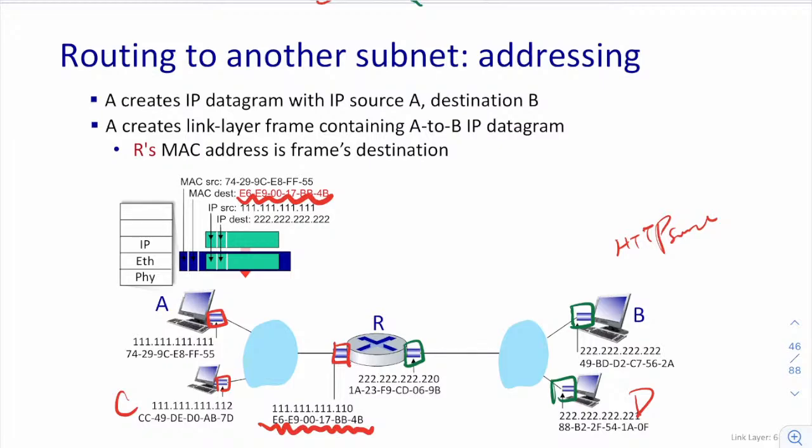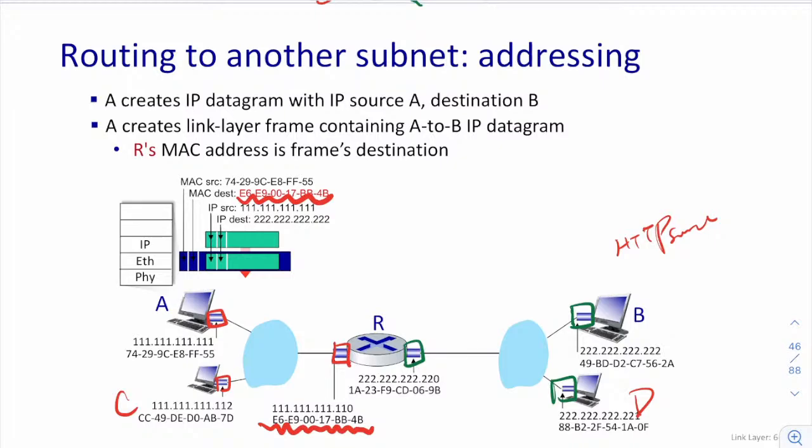Yes, it's for me. And then R will unpack this frame and see, okay, that is from 1111 to 2222. And R will notice that, okay, I'm not 2222, but I'm a router. So this packet will go out of this subnet to the right hand side, according to R's forwarding table.